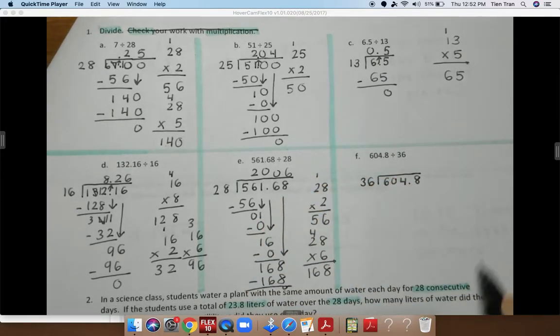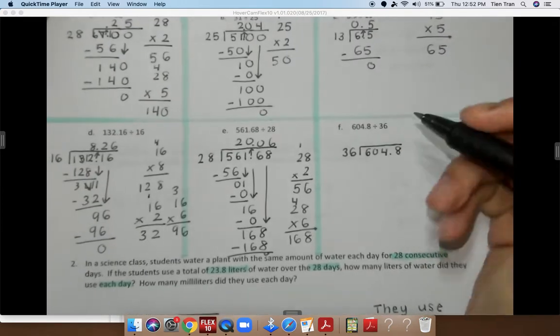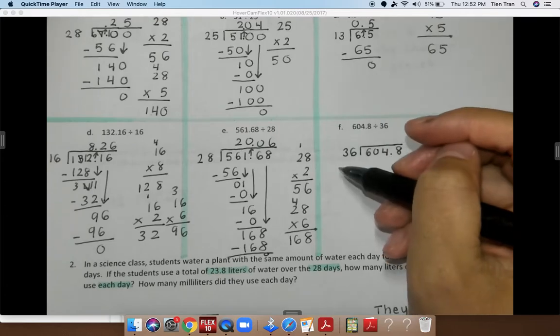Subtract and I get 0. Don't forget to bring up your decimal, and your final answer is 20 and 600ths. Over here, I have 604 and 8/10, which goes inside. 36 goes on the outside as divisor.